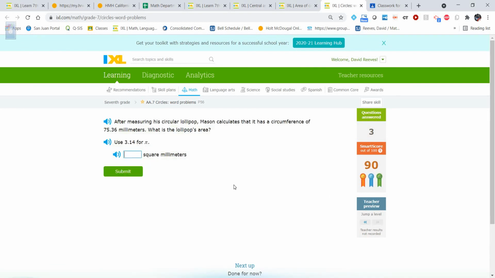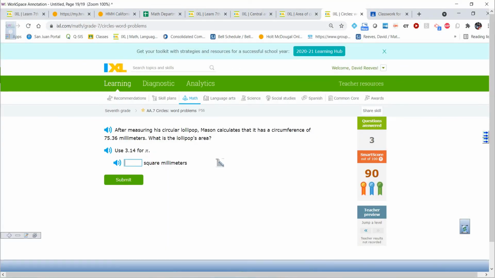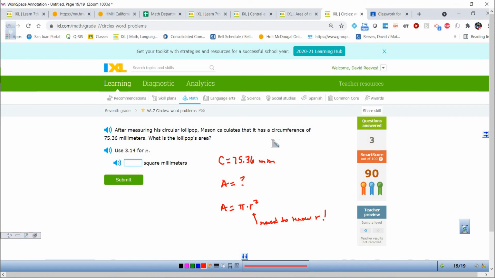All righty, last question. After measuring a circular lollipop, Mason calculates it as a circumference. What is the lollipop's area? Okay, well, here's one that's a little bit tricky. They tell us that the circumference is 75.36 millimeters, and they want to know what the area is. Well, we've been doing problems where we say that the area is pi times the radius squared. So what do we need to know? We need to know r, right? But they didn't give us r, they gave us the circumference.